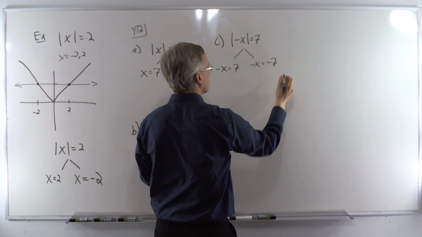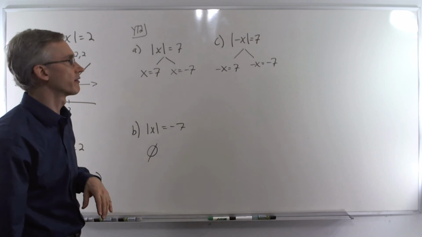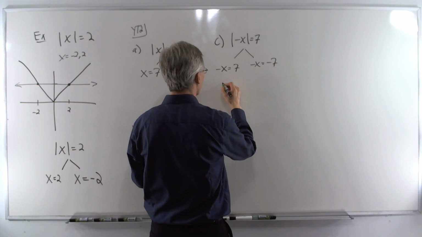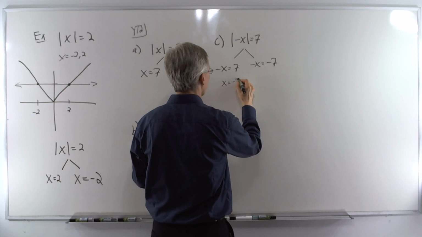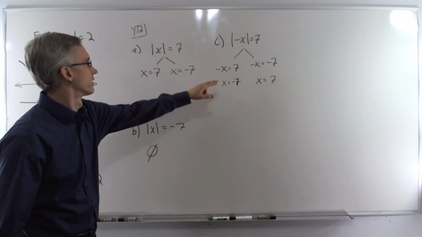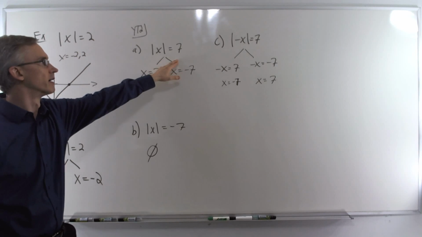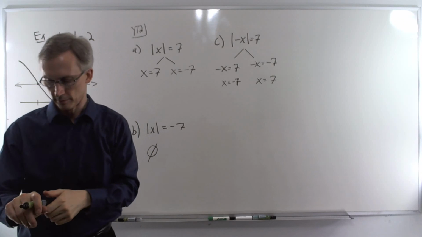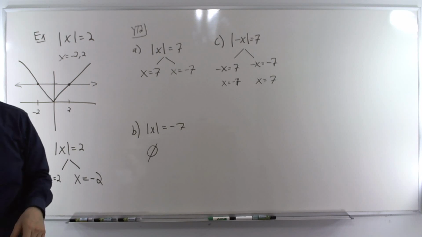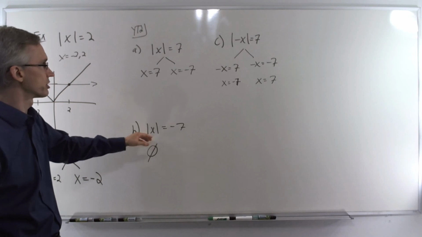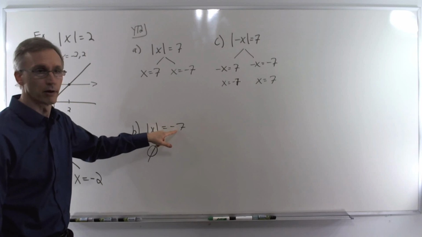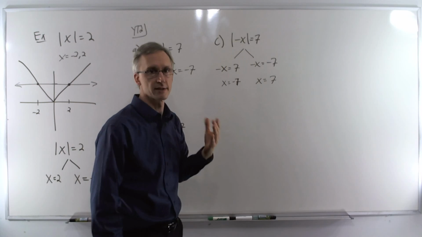And then on the other side, we set whatever's inside the absolute value bars equal to the opposite of the other side. So negative x equals negative 7. And then we'll divide both sides by negative 1, and we get x equals negative 7 over here, and x equals 7 over here. So you actually end up getting the same answers as you do over here. That negative ends up being irrelevant. So make sure you can differentiate between this situation and this one. Absolute values can never equal a negative number, but you can have negatives inside the absolute value bar.